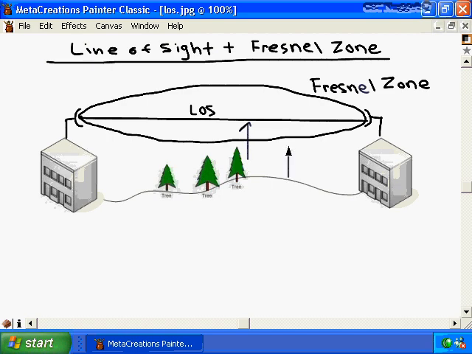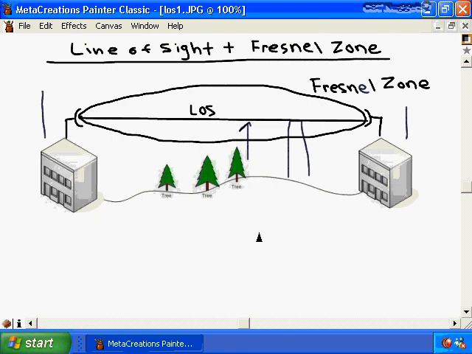People put new buildings up. So what we can do to alleviate that and to reduce the blockage within the Fresnel zone is simply to increase the height of the antennas, and thereby giving us a new line of sight and a new Fresnel zone.